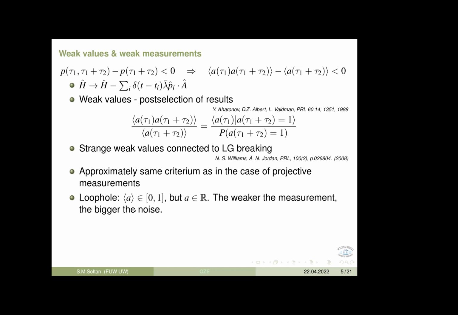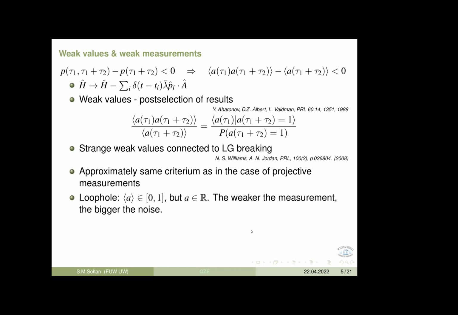So even though the expectation value of the measurement over different runs is contained in the range of the eigenvalues, between 0 and 1, the specific outcome of any experiment may exceed this range. And basically, the weaker the measurement, the bigger the noise. And the bigger the noise, the worse is this smearing of the possible results around the allowed region.